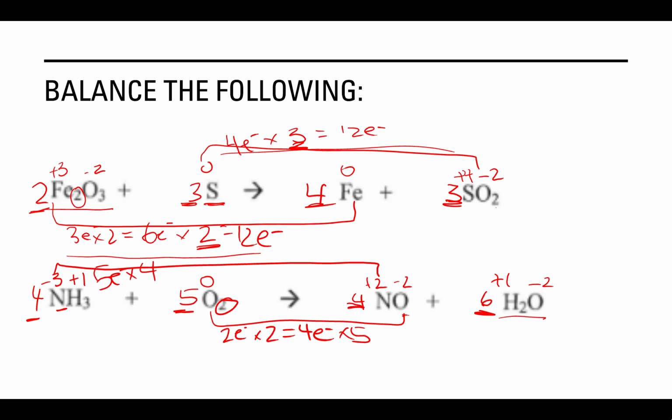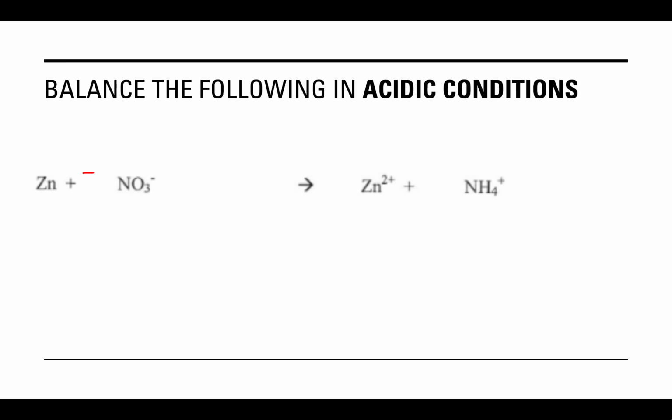So always start with those fixed numbers, figure out how we're changing our OA and our RA, fill in those numbers, and balance the rest by inspection. Now, I just added this question in here about balancing in acidic conditions. And there is a way to balance with your oxidation numbers, adding in the water, adding in hydrogen. But I like to split it into 2 half reactions and balance that way. So I just wanted to show one other way of doing this problem.